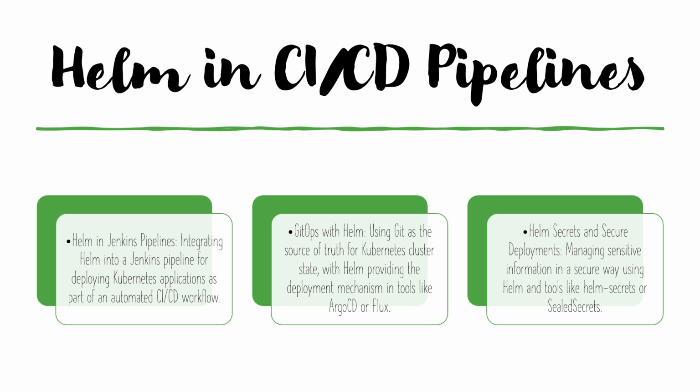Helm in Jenkins pipelines. Integrating Helm into a Jenkins pipeline for deploying Kubernetes applications as part of an automated CI/CD workflow. GitOps with Helm. Using Git as the source of truth for Kubernetes cluster state, with Helm providing the deployment mechanism in tools like Argo CD or Flux. Helm secrets and secure deployments. Managing sensitive information in a secure way using Helm and tools like Helm Secrets or Sealed Secrets. By incorporating Helm into your CI/CD pipelines, you can achieve automated deployments, rollbacks, and monitoring for changes in your Kubernetes applications, resulting in faster delivery and fewer errors.